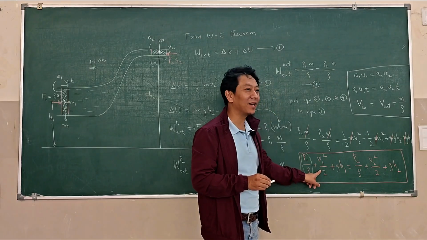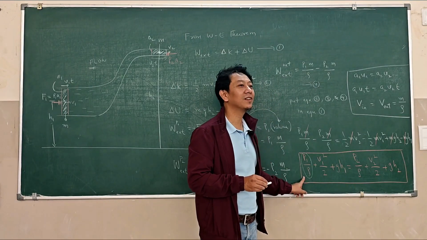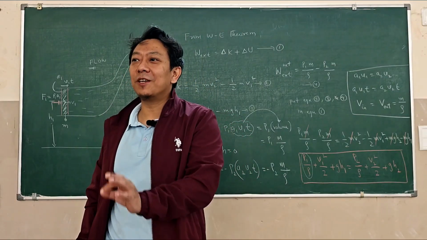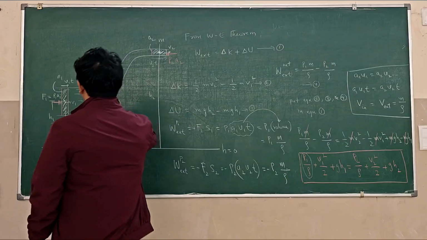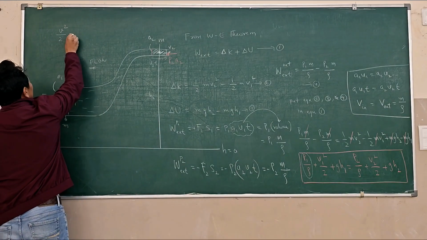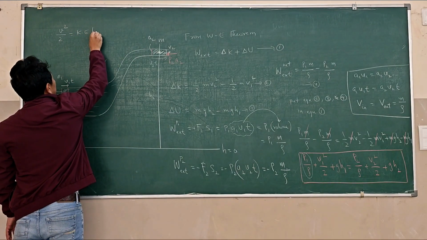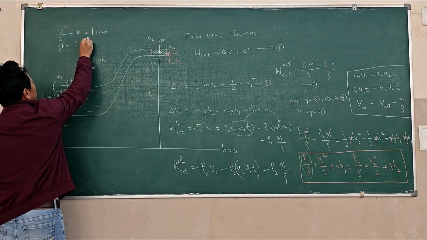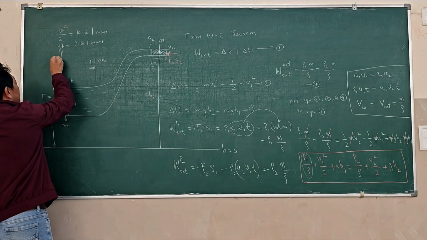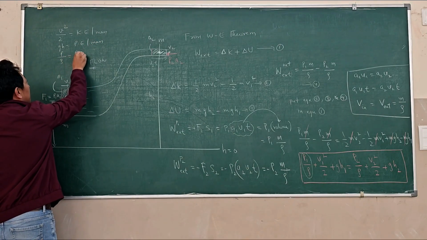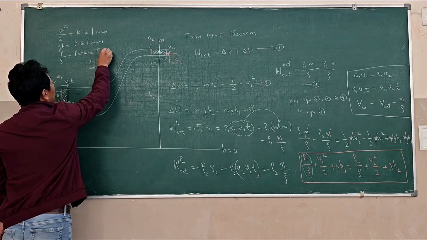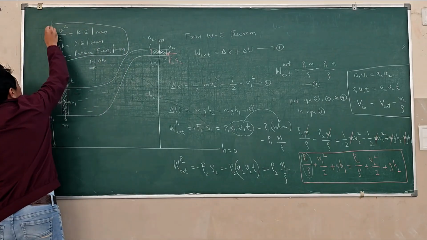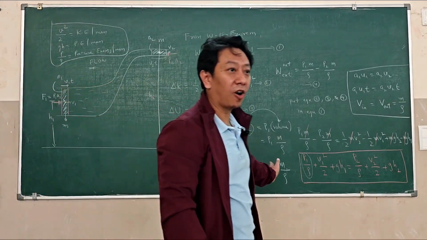So if this is joules per kg, what should this be? Joules per kg. We have a new name for this. We call it pressure energy per unit mass. So V square by 2 is kinetic energy per unit mass, gh is potential energy per unit mass, and pressure by density is pressure energy per unit mass. So the sum of these three terms should remain constant.